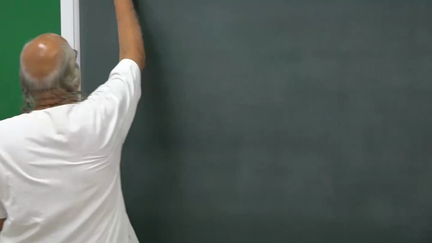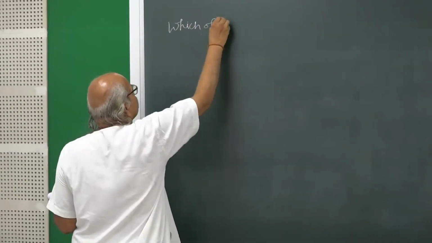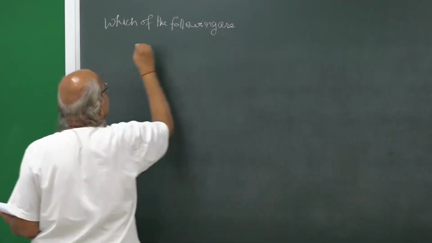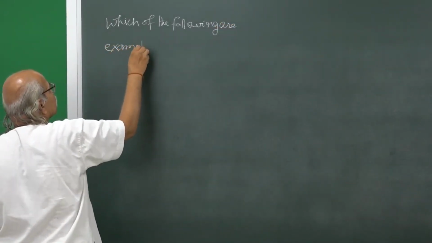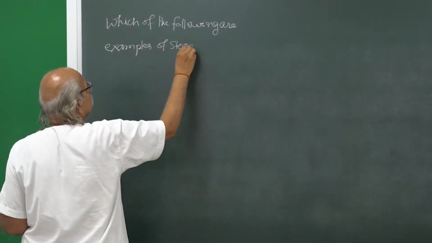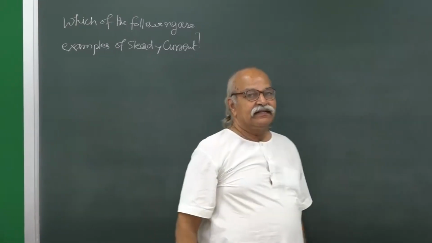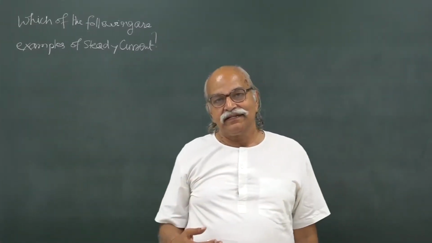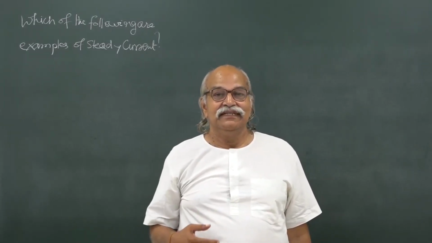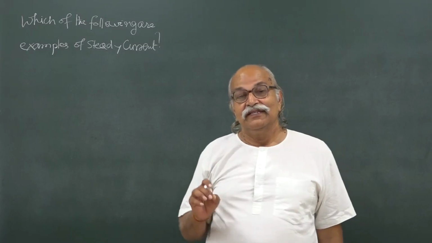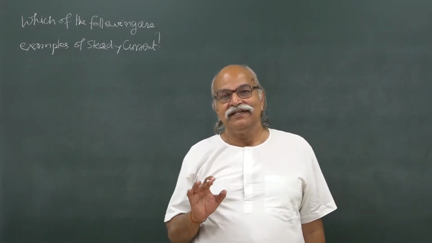So the first one is qualitative. Which of the following are examples of steady currents? Now, what is a steady current? Steady current, as we discussed, is when the current does not change with time, the current at a particular point, at all points in the space. So if the current at any given point is not changing with time, then we call it steady current.